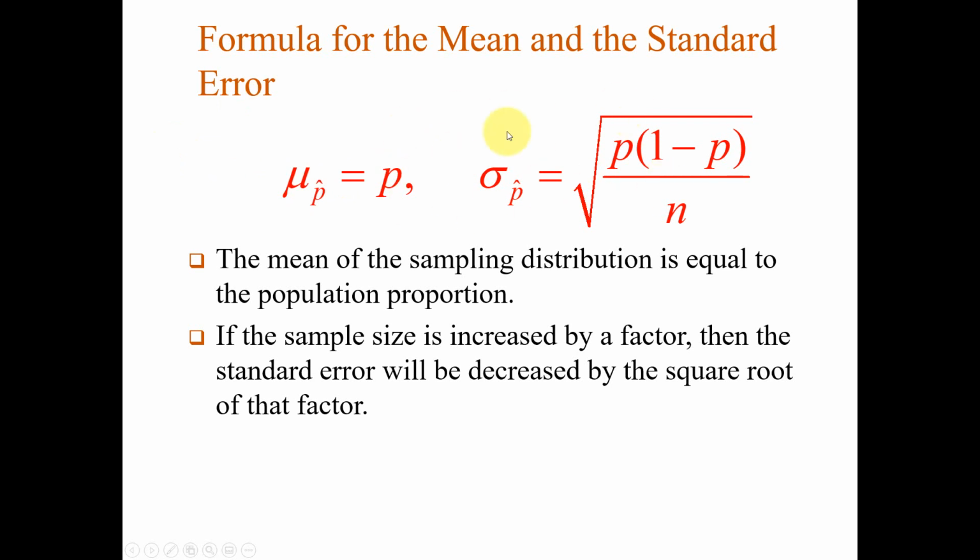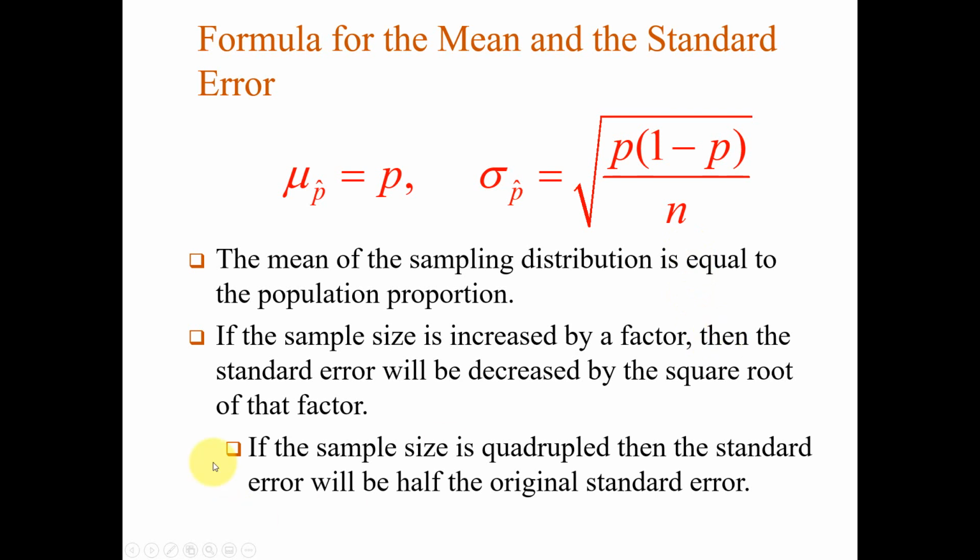We talked about these formulas on the previous slide: the mean is equal to p. As for the sample size, if it's increased by a factor, this might help you a little more. If this n was 1, then it would be whatever that value is. But if we multiplied that n times 4 to make it 4, our standard error would be half the original standard error.